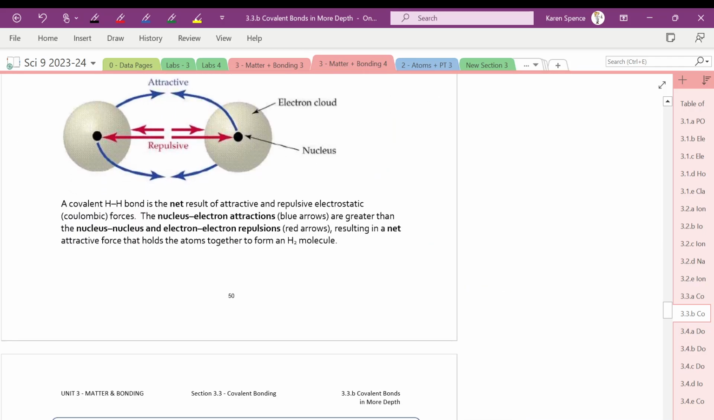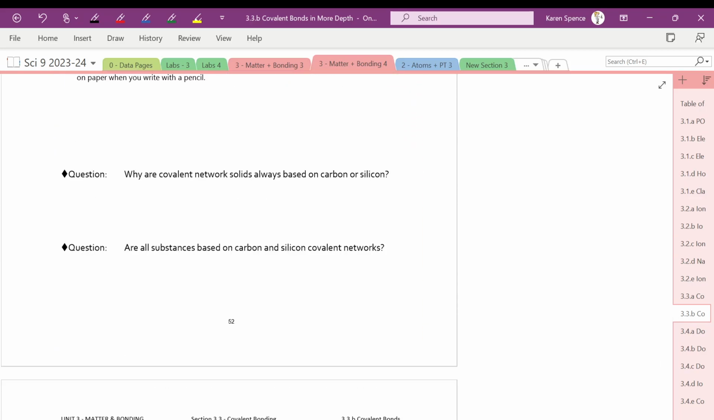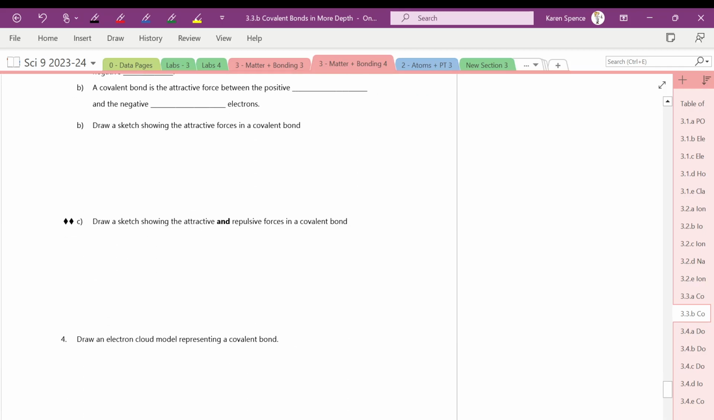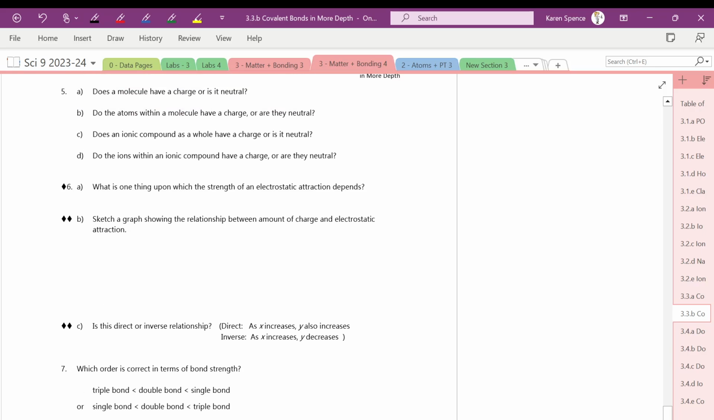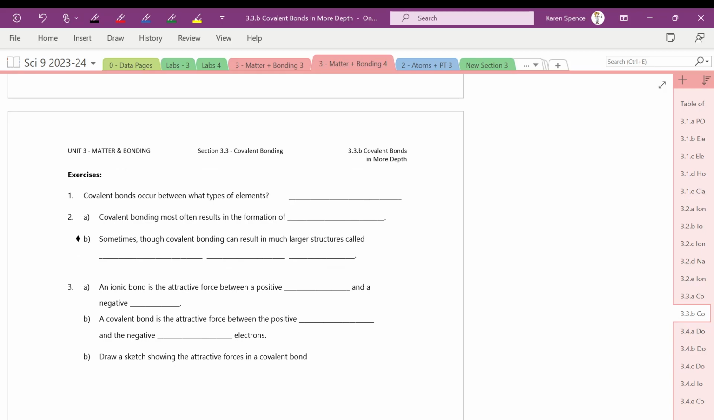You guys are going to now do, most of the rest of this is enriched stuff, so you can not do it if you don't want to. Page 53 and 54, omit number 7, because we've not covered that yet. So that's your homework, 53 and 54.